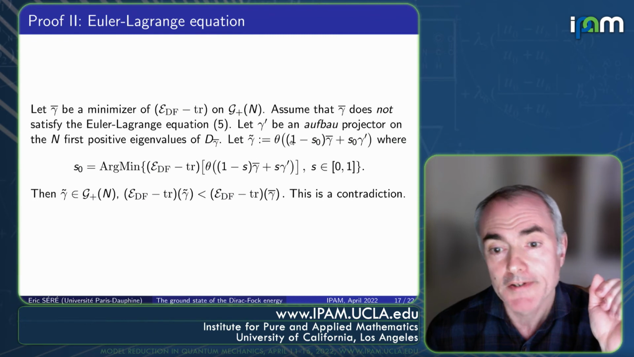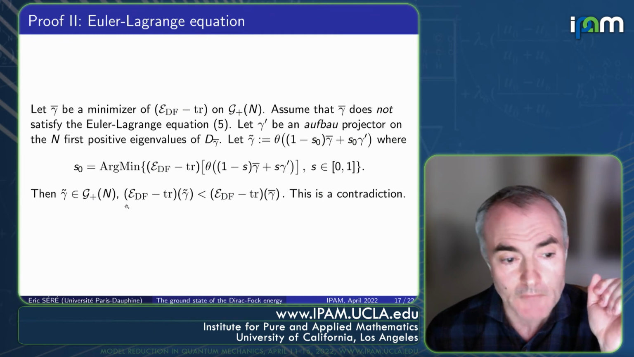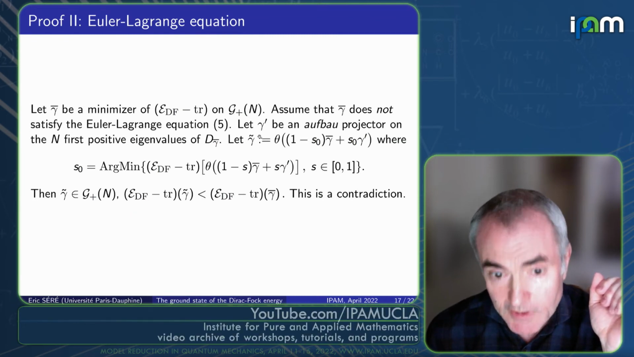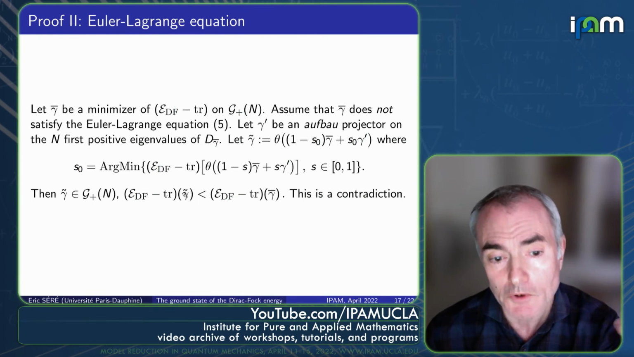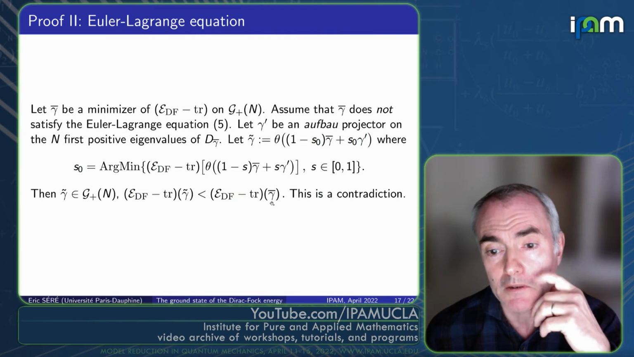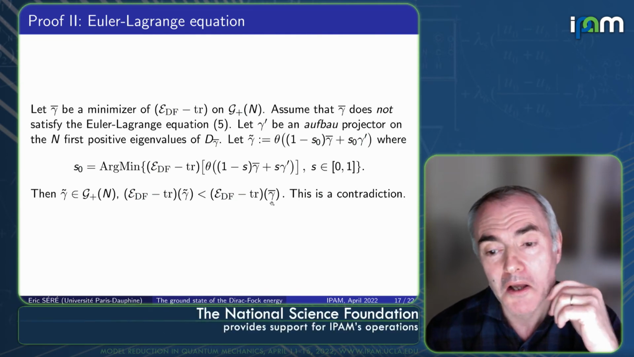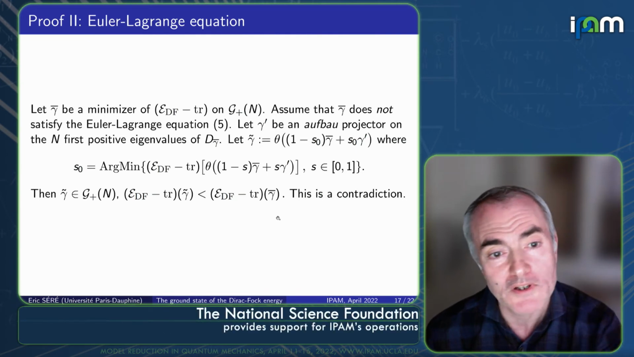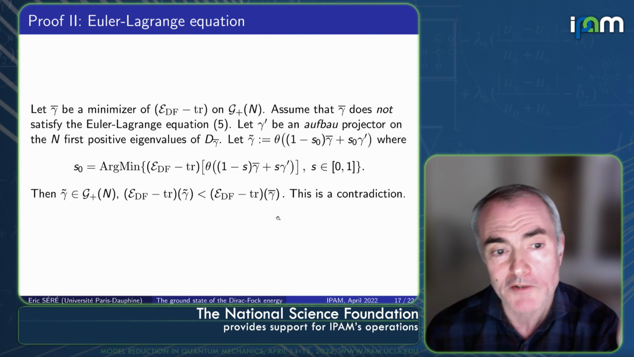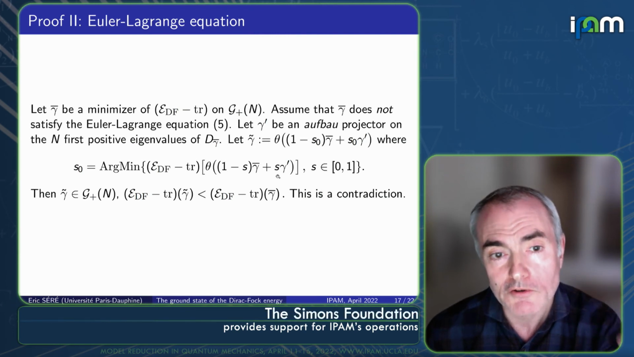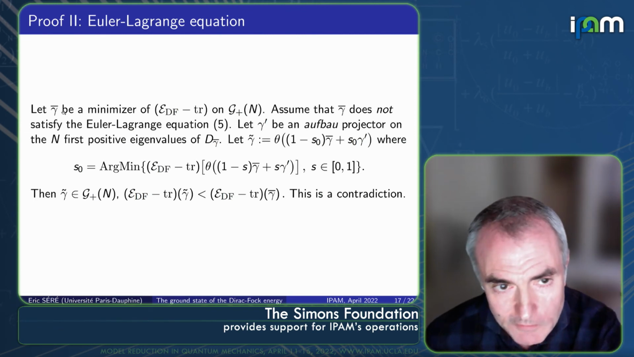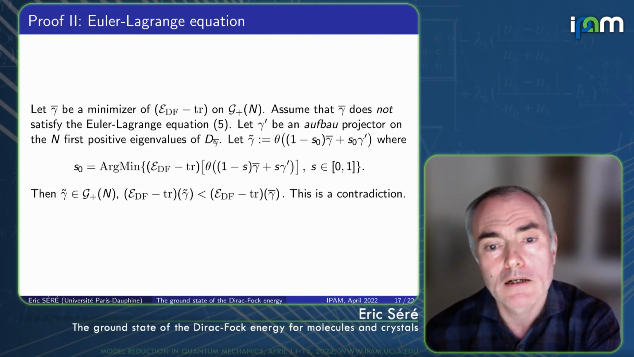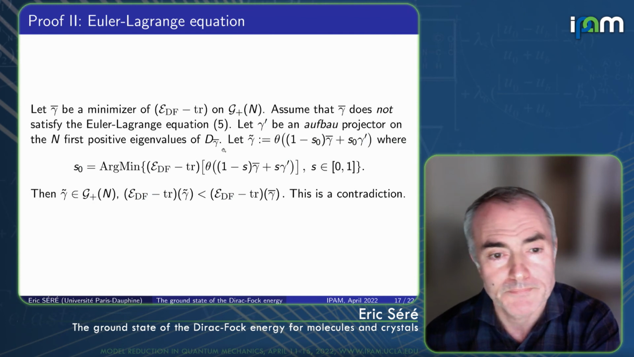gamma bar, then this gamma tilde does better. The energy decreases. It's smaller for gamma tilde than for gamma bar. Okay, and so of course it's a contradiction. It says that gamma bar was not a minimizer, and so by contradiction, one proves that the minimizer, which is found by some functional analysis tools, solves the Euler-Lagrange equation.